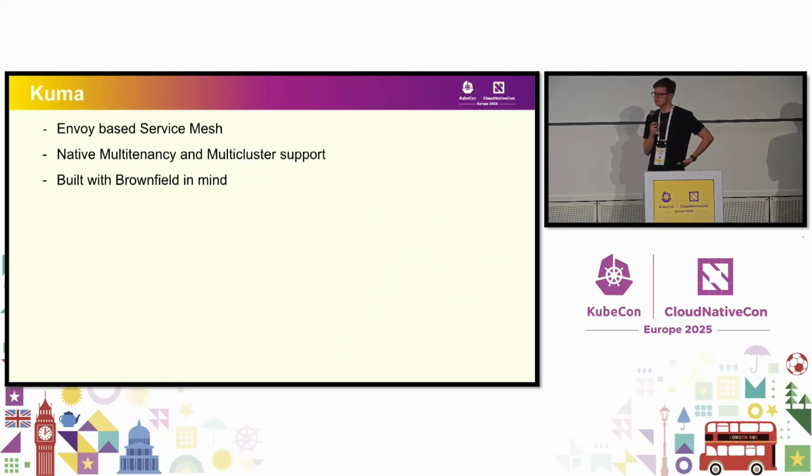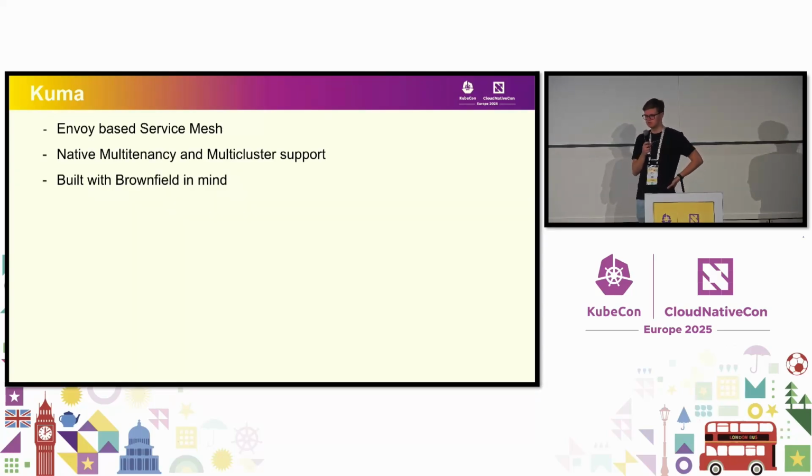So just a quick recap. Kuma is an Envoy-based service mesh. It was built with multi-tenancy and multi-cluster support in mind. We also support, by default, brownfield deployments, so it's easy to integrate VM workloads into your Kubernetes cluster and into your mesh.